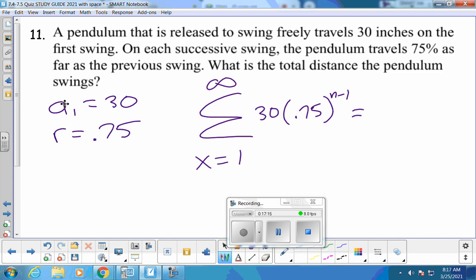Shortcut 6. A1 goes on top, 1 minus R goes on the bottom. I need my calculator. Yeah, infinite sum shortcut. 30 over parentheses 1 minus 0.75. I got 120 and that'd be infinite.